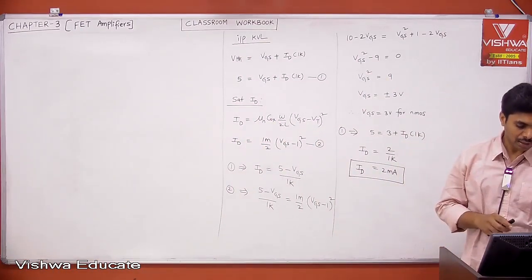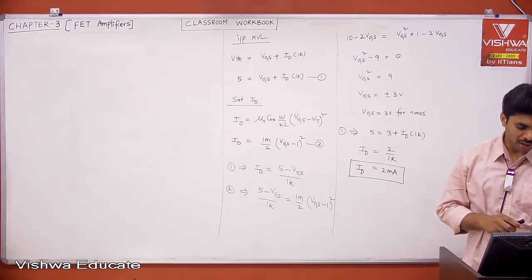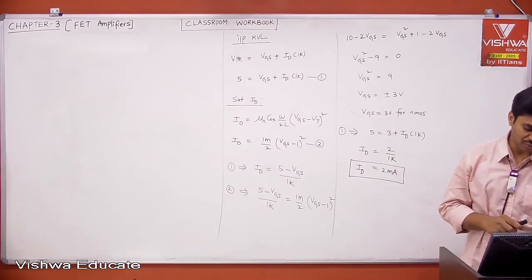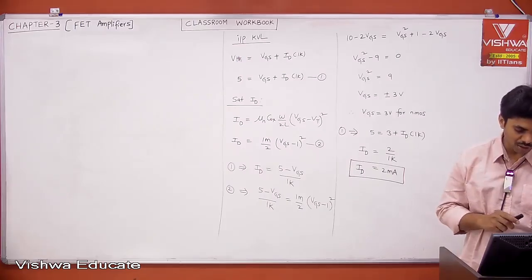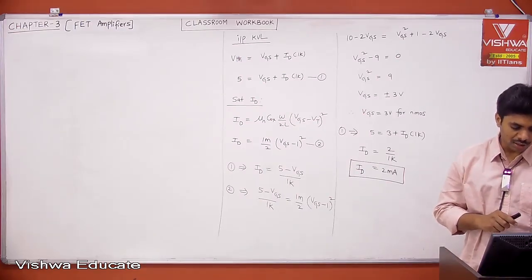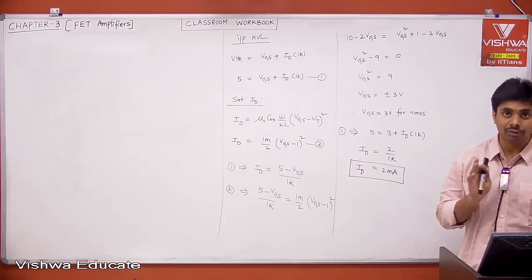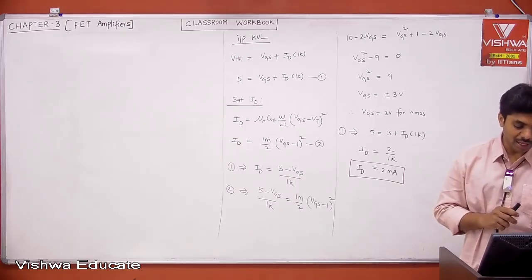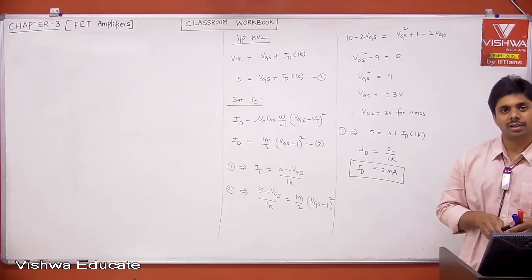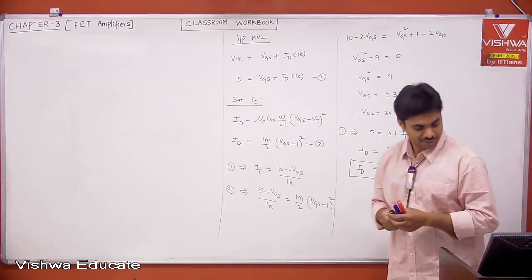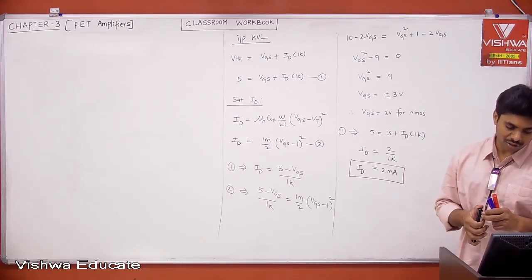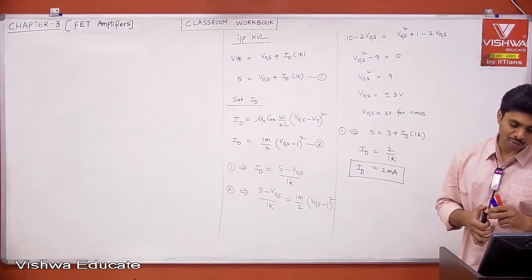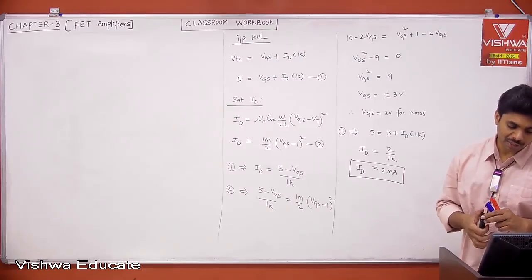An N channel enhancement type mode MOSFET is biased at VGS greater than VTH and VDS greater than VGS minus VT, where VGS is gate to source voltage, VDS is drain to source voltage, and VTH is threshold voltage. Considering channel length modulation effect to be significant, the MOSFET behaves as, tell me. Option A, voltage source with zero output resistance; voltage source with non-zero output resistance; current source with finite output impedance; current source with infinite output impedance.